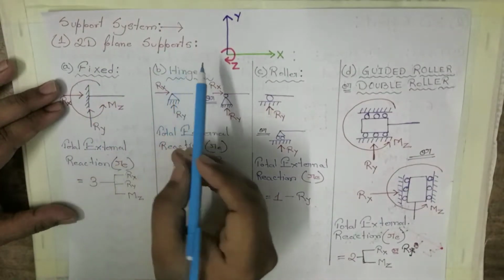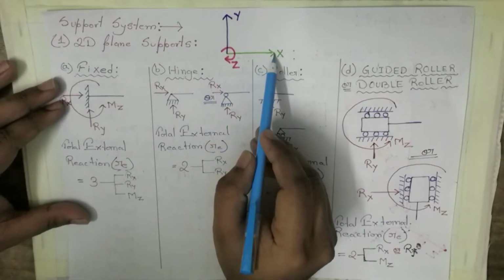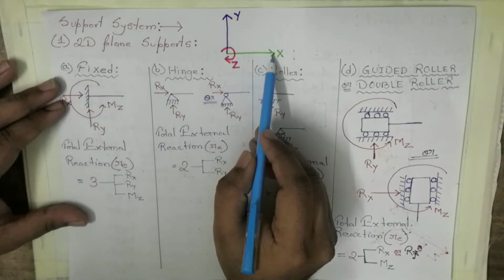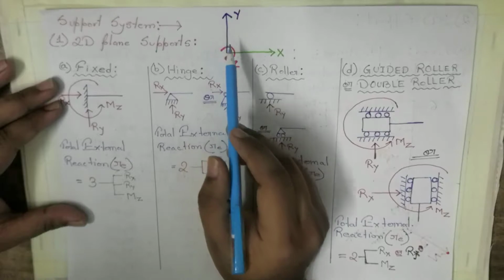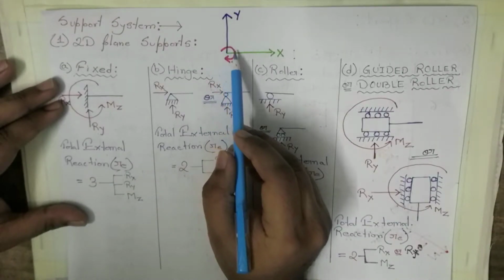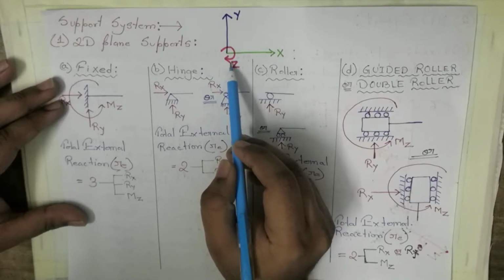2D plane support. What are the directions we are considering in a 2D plane? The delta x, which is the displacement in x direction, delta y, which is the deflection in y direction, and a rotational, which is perpendicular to the xy plane, given by this z.